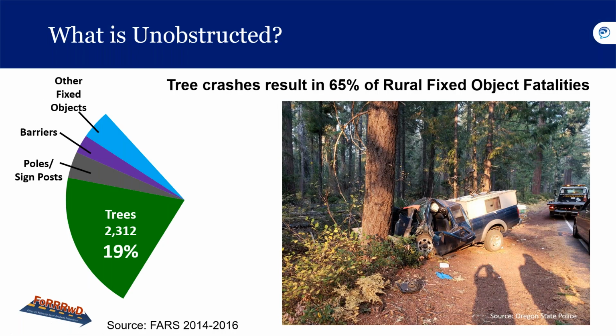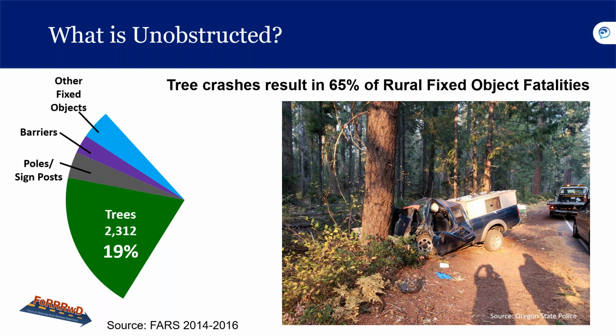Okay, so when we say an unobstructed area, when we talk about clear zones, let's talk about what is unobstructed. Although many other fixed object types are out there, let's focus on the two low-hanging fruits of trees and utility poles. So let's first talk about tree crashes. What can we do about those? Tree crashes result in 65% of rural fixed object fatalities. So trees are very unforgiving.